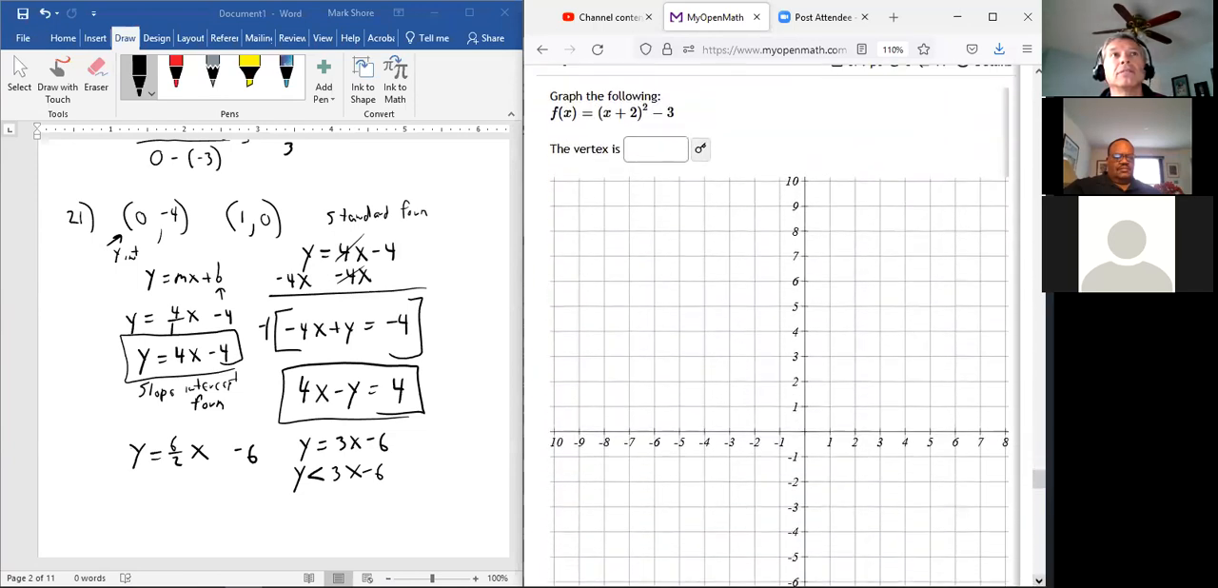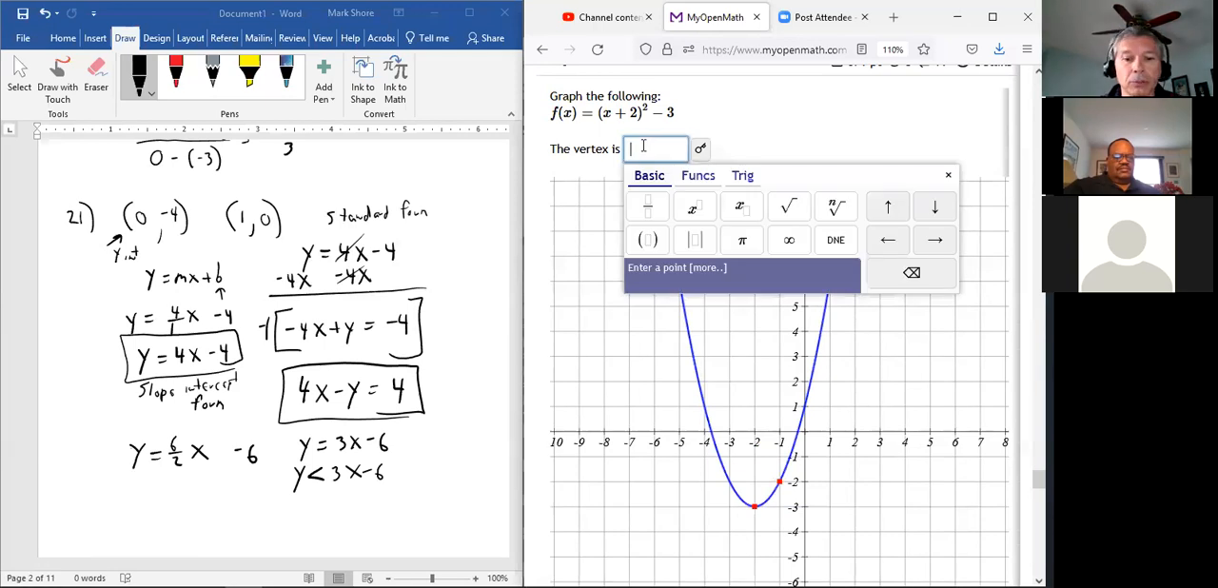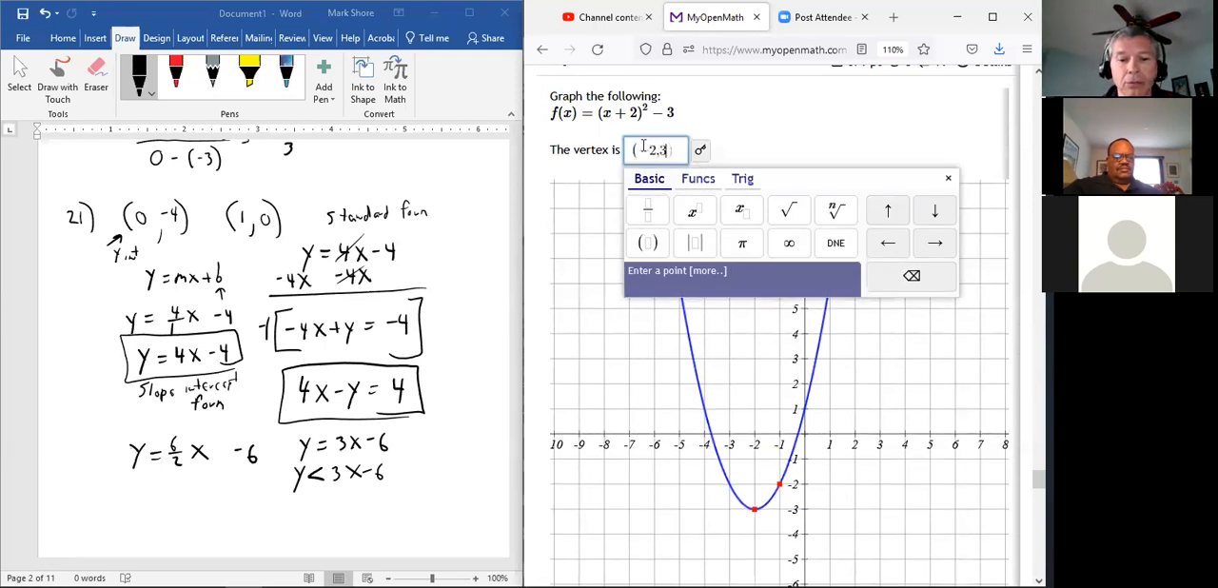Another one of these. So this one's going to be to the left 2, down 3, right here. It is positive, so it opens upward, and it's just right 1, up 1, right there. That's it. See, this vertex point's at -2, 3.